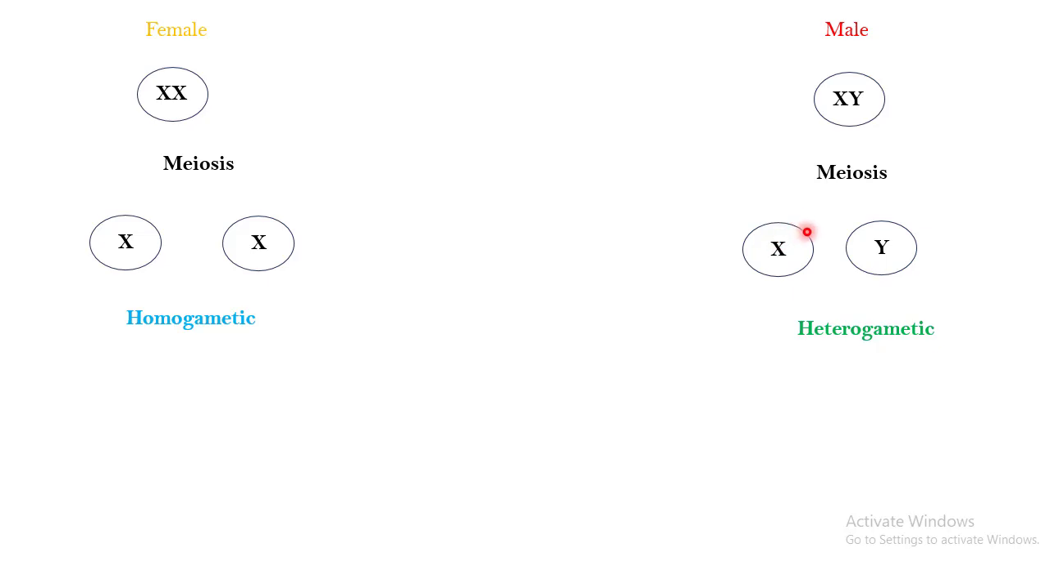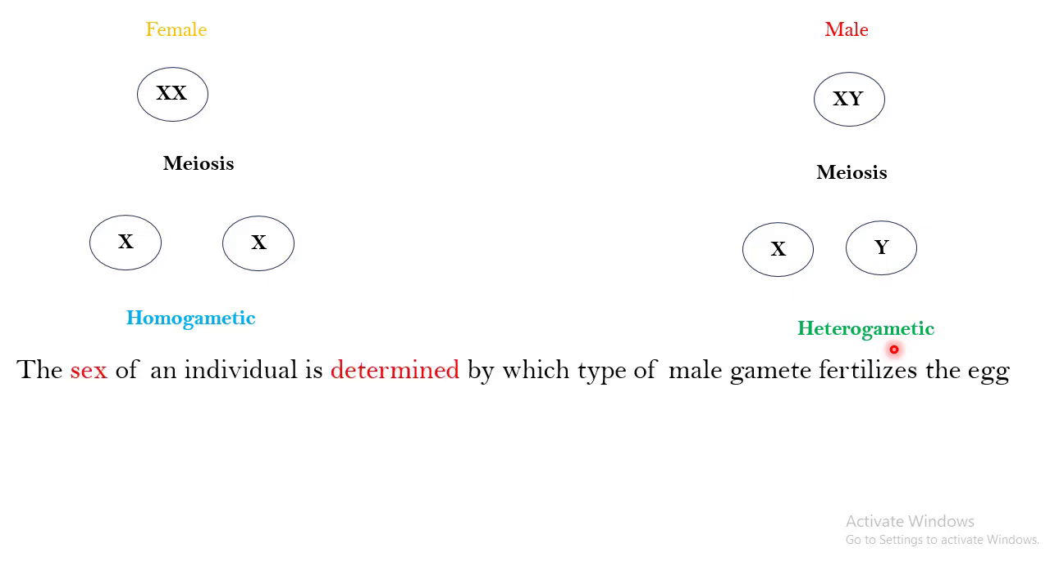By that I mean that half of the gametes are going to have the X chromosome, and half of the gametes are going to have the Y chromosome. So we are talking about a heterogametic individual. The sex of the individual is going to be determined by which type of male gamete fertilizes the egg. So it is actually the gamete of the male that decides the sex of the future offspring. This is not the female. This is actually the male gamete, which is going to determine the type of the sex.